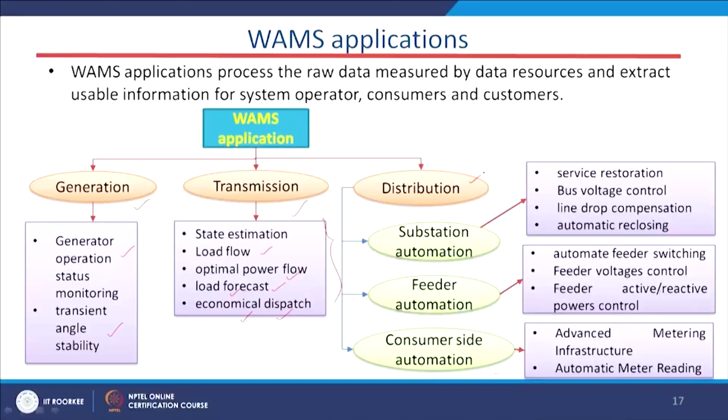Coming to the distribution part, we have substation automation, feeder automation and customer side automation. The distribution part is the customer end, where the utilization of the power takes place. Obviously, more interaction is going to be at the customer side, and that is why the smart grid aims to make the distribution system more smart in nature.